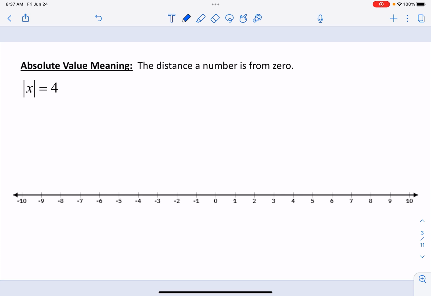Okay, so like I've been saying, absolute value is the distance a number is from 0. So let's look at this. The absolute value of x equals 4. From 0, I go 4 over, so one of my answers is 4. But we have another one in the negative direction, that's -4.